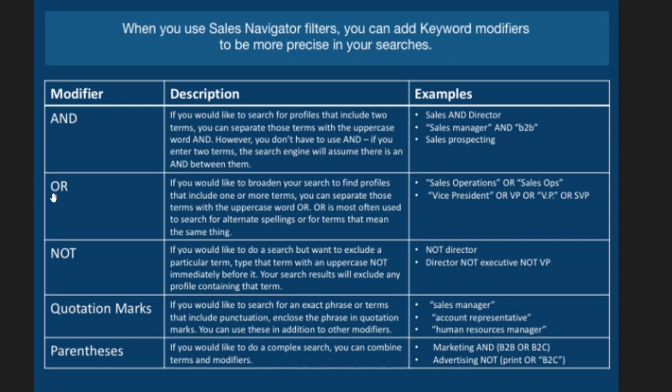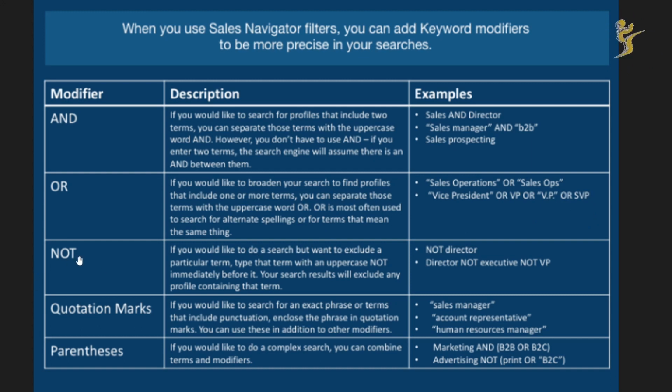If you use the and modifier, you would like to search for profiles that include two terms. You can separate those terms with the uppercase word AND. However, you don't have to use AND if you enter two terms. The search engine will assume there is an AND between them. Examples: sales and director, sales manager and B2B, sales prospecting.